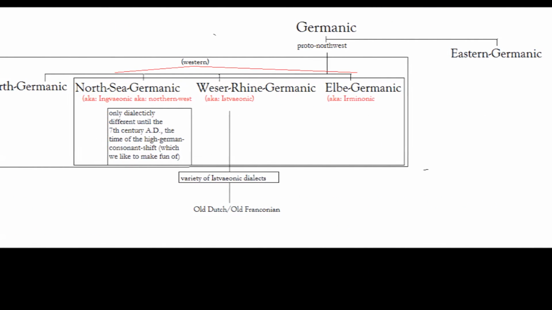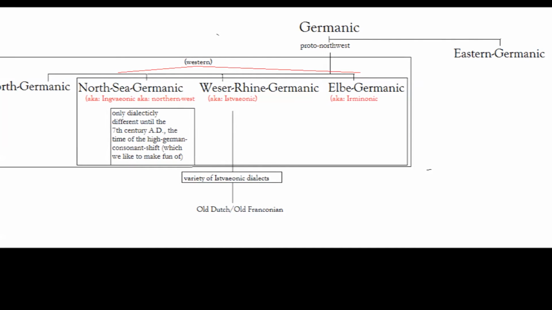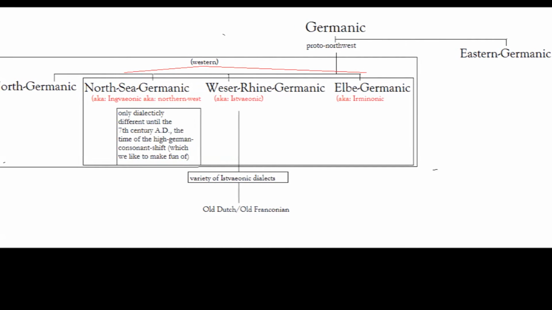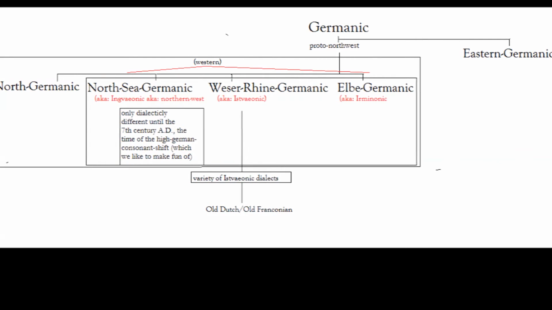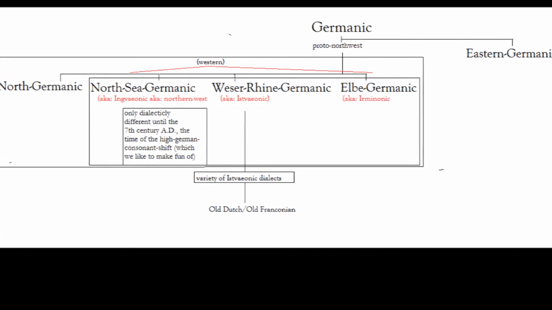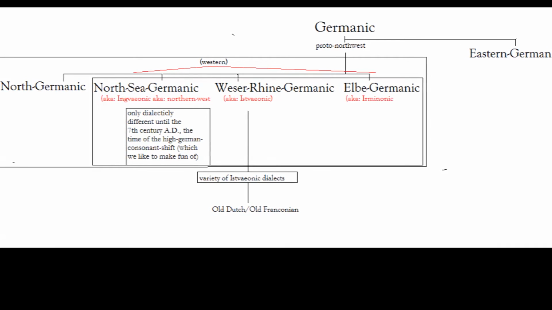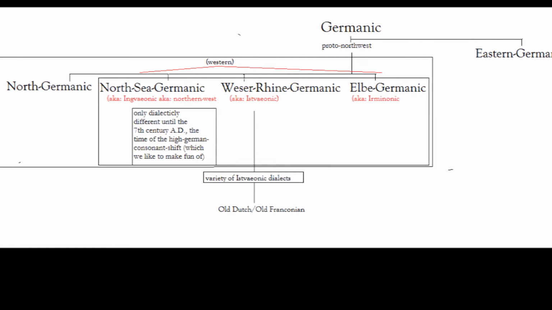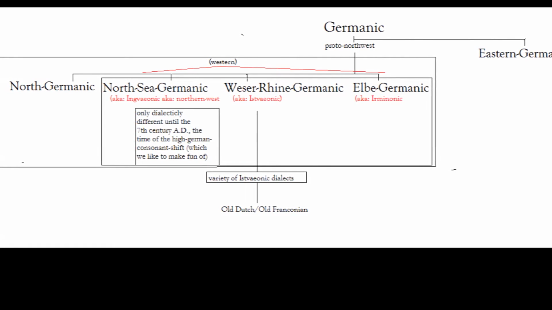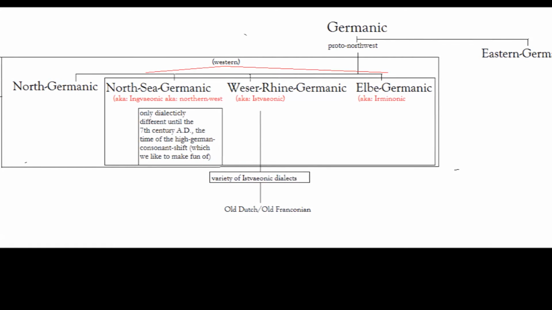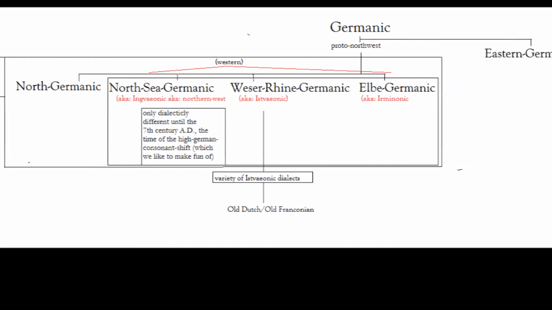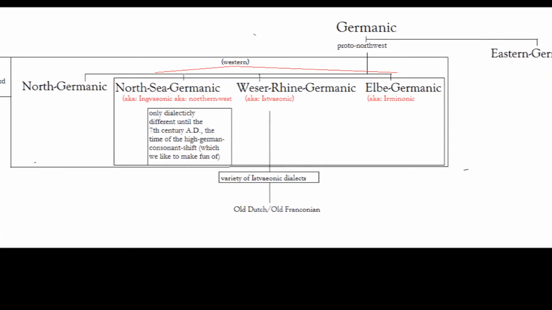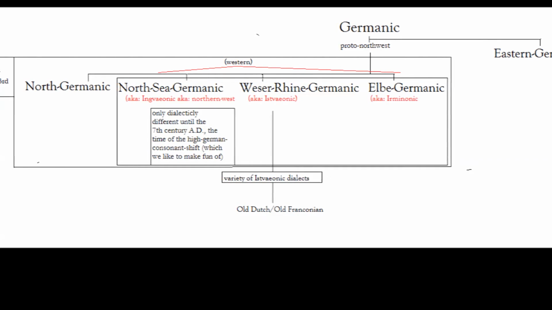So what are we looking at here? Well, we're looking at a Western Germanic, North Sea Germanic language. This is what we're talking about when we're talking about the Wessex that we're going to learn about in these lessons. We're going to be learning about the West Saxon dialect, or the West Saxon variety of a North Sea Germanic dialect of the North Sea variety of Western Germanic.